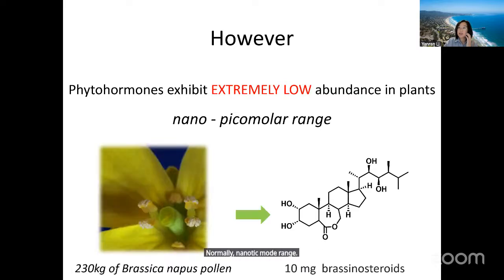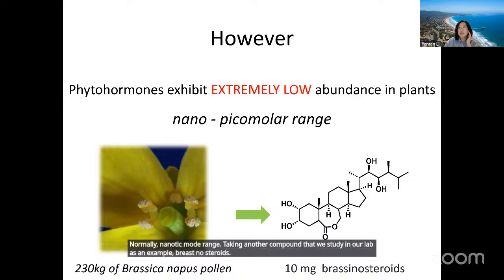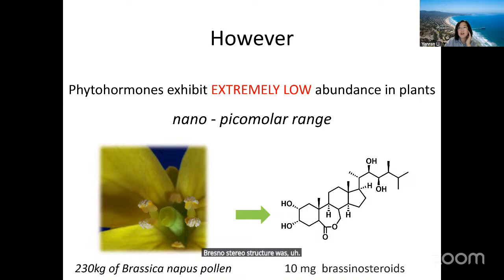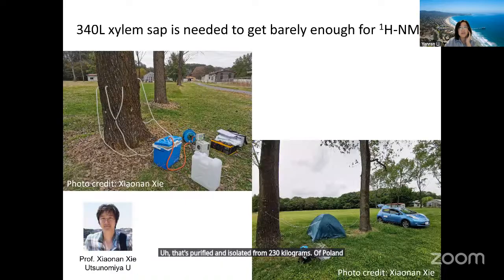Taking another compound that we study in our lab as an example, brassinosteroid. Brassinosteroid structure was uncovered through NMR analysis of 10 milligrams purified and isolated from 230 kilograms of pollen. And strigolactone is even worse.